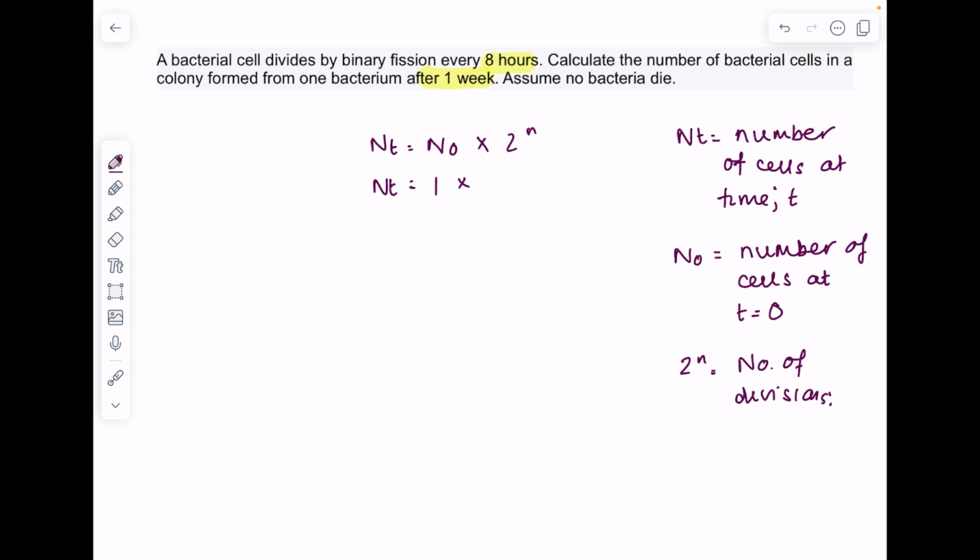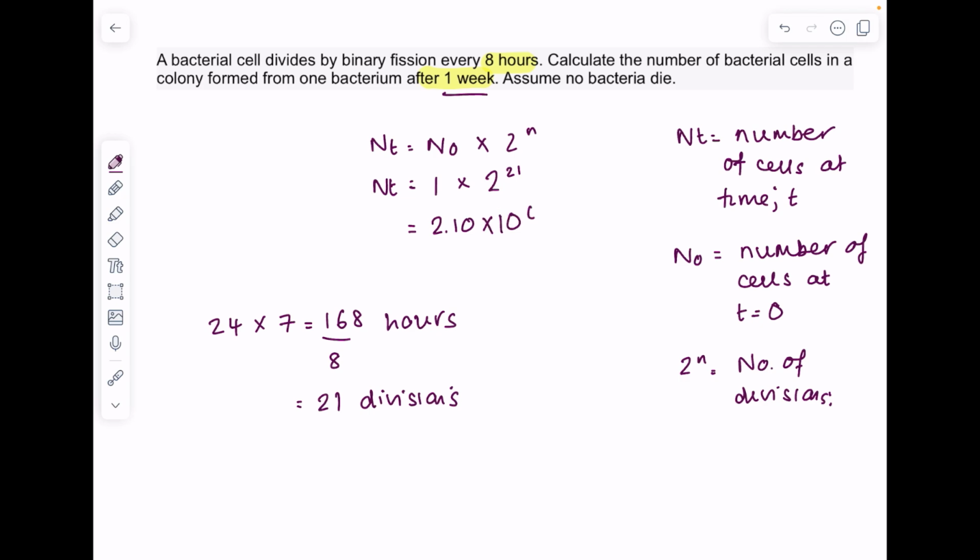And then the number of divisions, 1 week, let's get that into hours, 24 times 7. So we know we have 168 hours. We know that each bacterial cell divides by binary fission every 8 hours. So that means we have 21 divisions that took place. So our final answer is 2.10 times 10 to the 6.